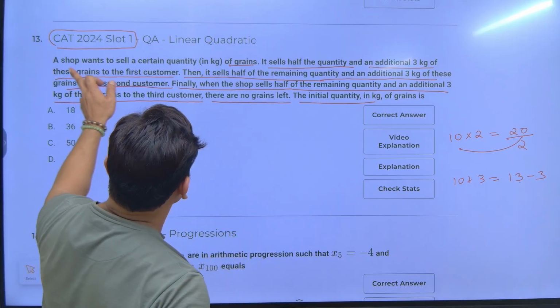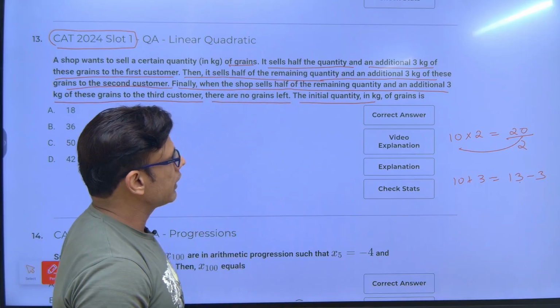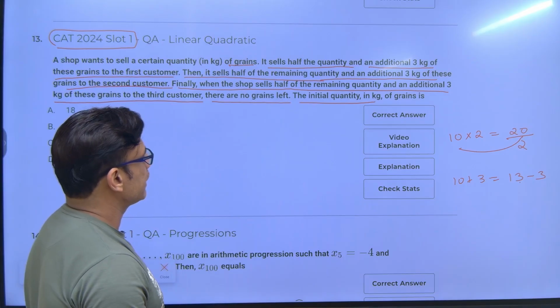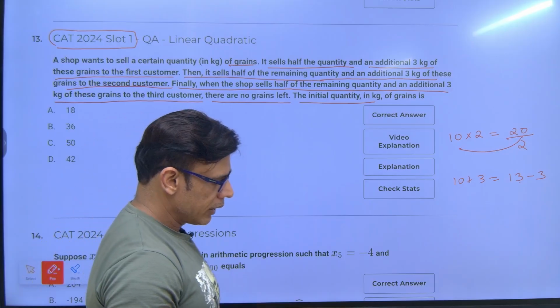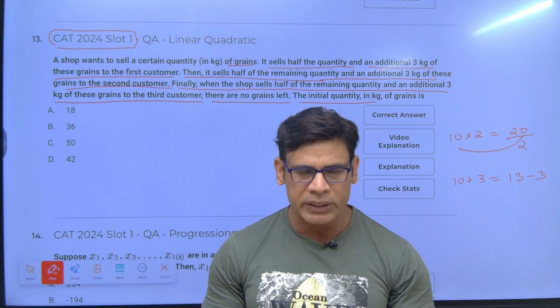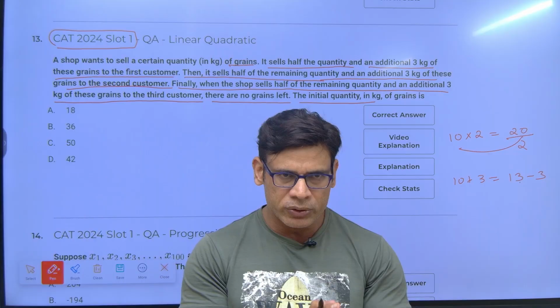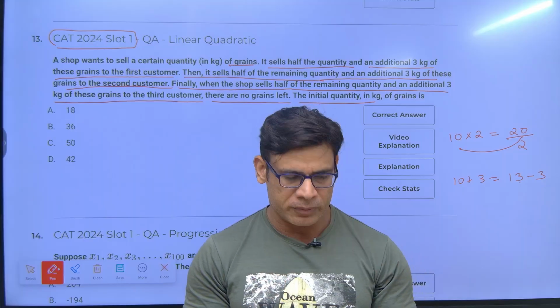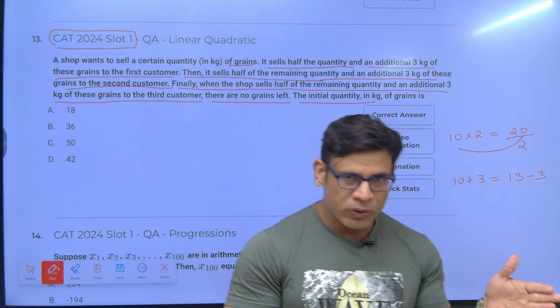Now in this question, a shop wants to sell, half the quantity and an additional 3 kg, then half the remaining quantity and an additional 3 kg, and half the remaining quantity and an additional 3 kg. Let's try to solve this question, right? Do exactly that, after that he is left with 0, right? Now he is at 0. So he'll go back.